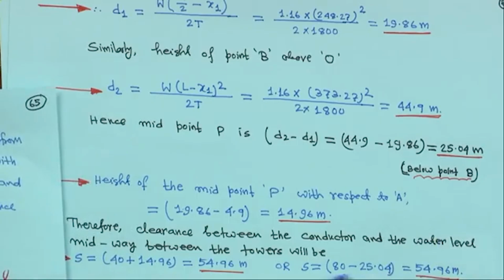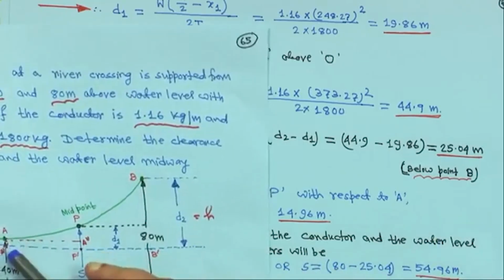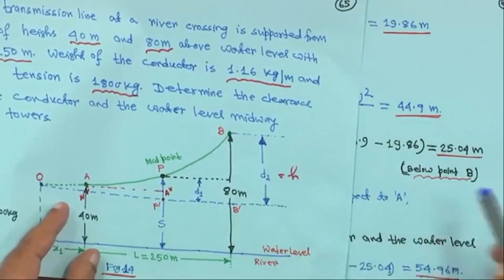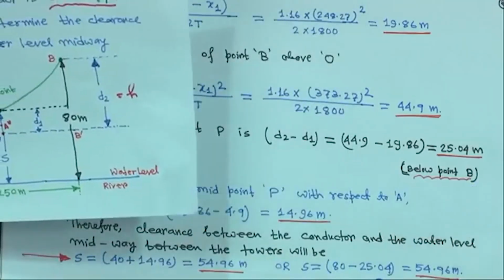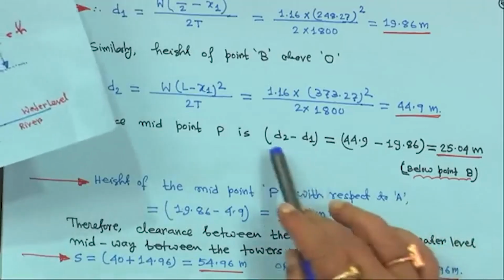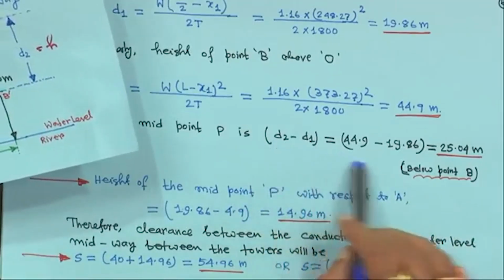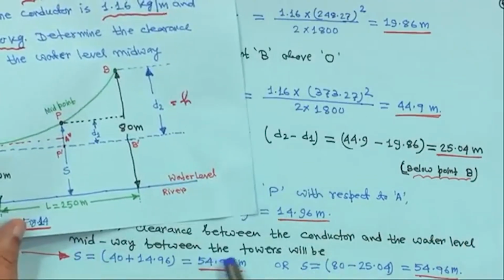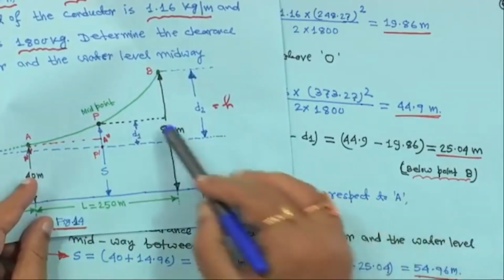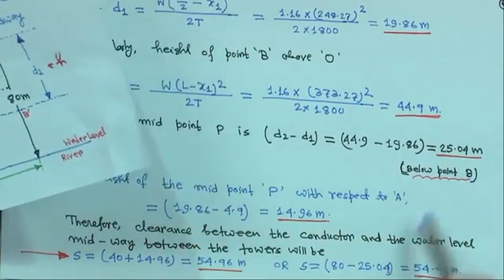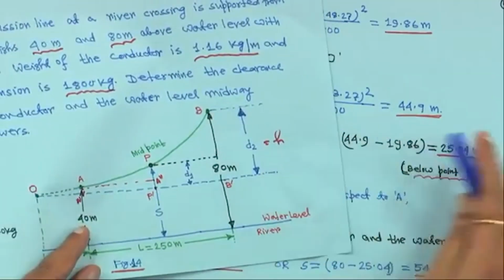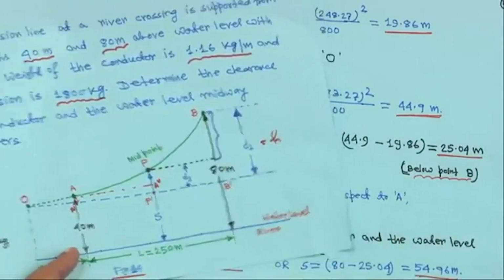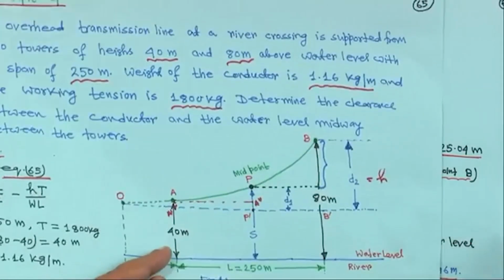Even from this calculation you can easily calculate this A dash, because from the top this is your 80 meter, and hence the midpoint D2 minus D1 is 25.04. Therefore this point midway between the towers, from here to here, it will be 80 minus 25.04, that is this height. If you subtract, then you will get 54.96 meter.